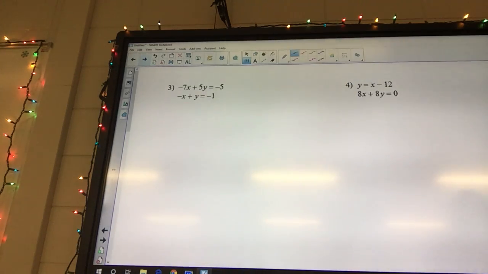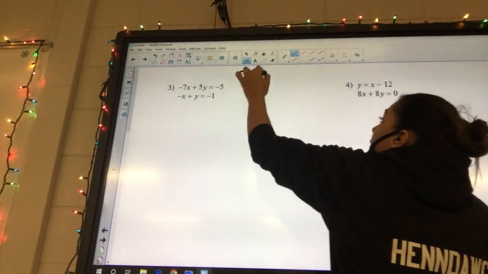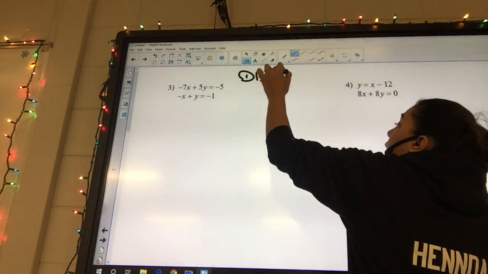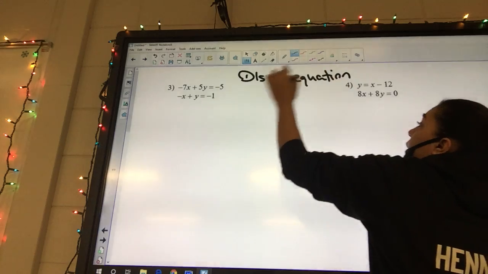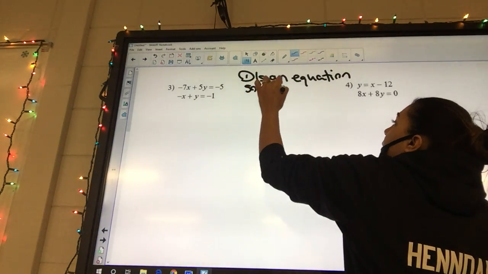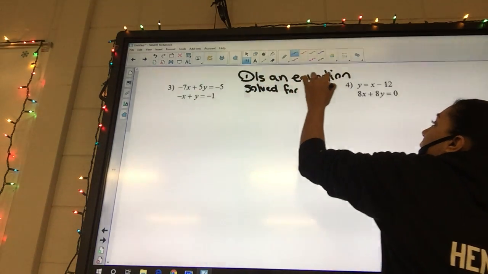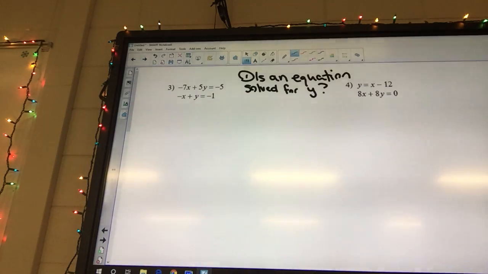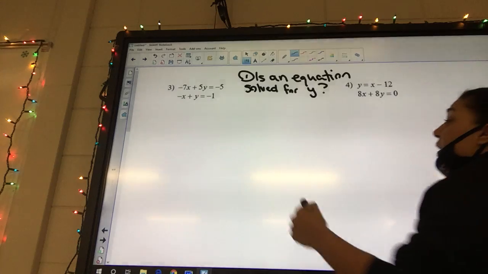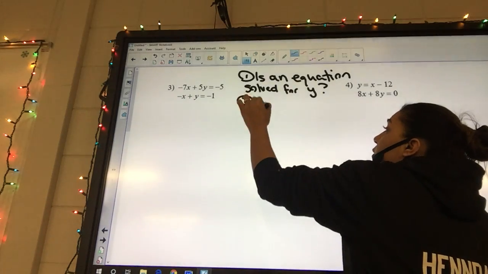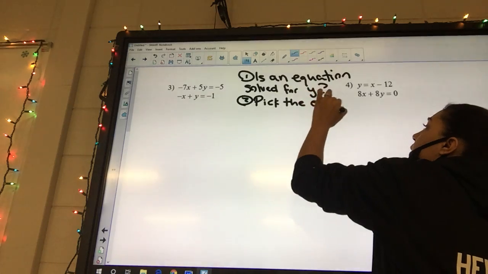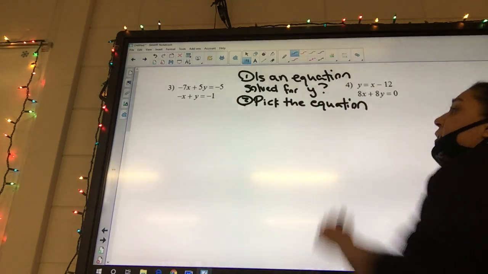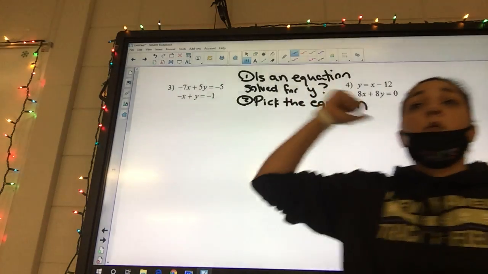Okay, so we say, is an equation solved for y. That's what I ask you every single time. If it's yes, you circle and plug it in. If it's not, you want to pick the equation... and you guys help me think of a way to say this. Okay, we want to use the bottom equation.